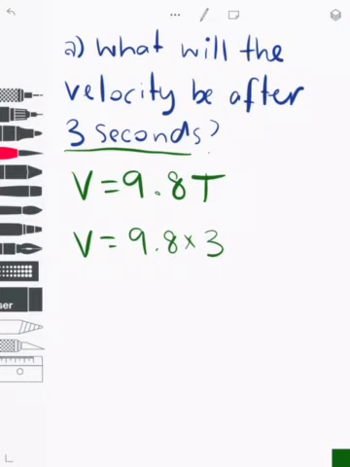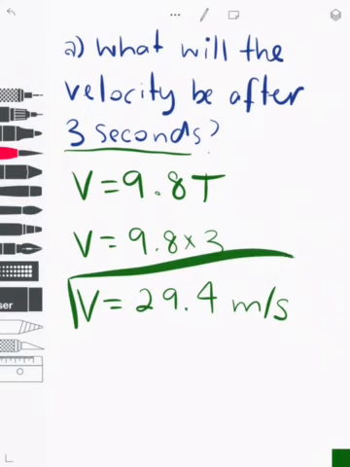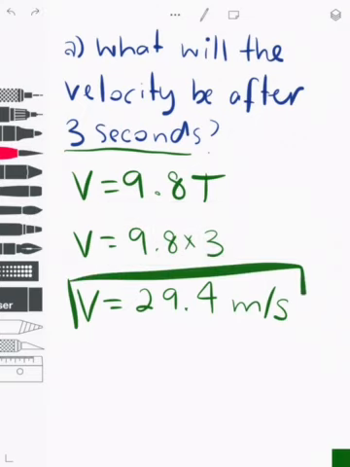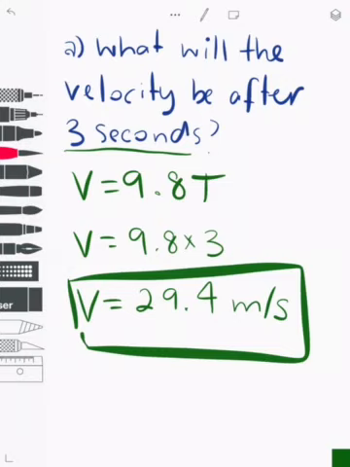Now I wrote the multiplication symbol in the middle there because we know with algebra there is a secret little multiplication in the middle. So let's simply do that in the calculator. My velocity equals 9.8 times 3, which equals 29.4. Now the velocity, remember, is in meters per second. Always include your measurement at the end, and that's my final answer: velocity equals 29.4 meters per second.